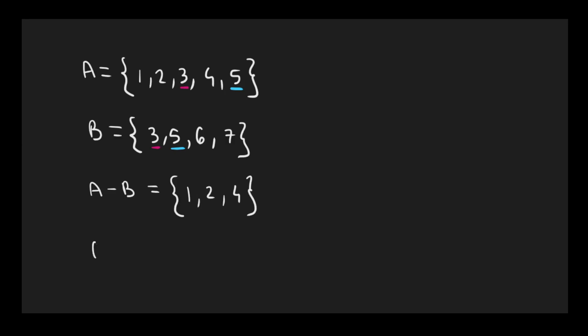So what about if you want to find the difference between B and A, given those sets? So we have to remove from B all the common elements with A, so 3 and 5. Therefore, we are left with 6 and 7. And that's the answer.